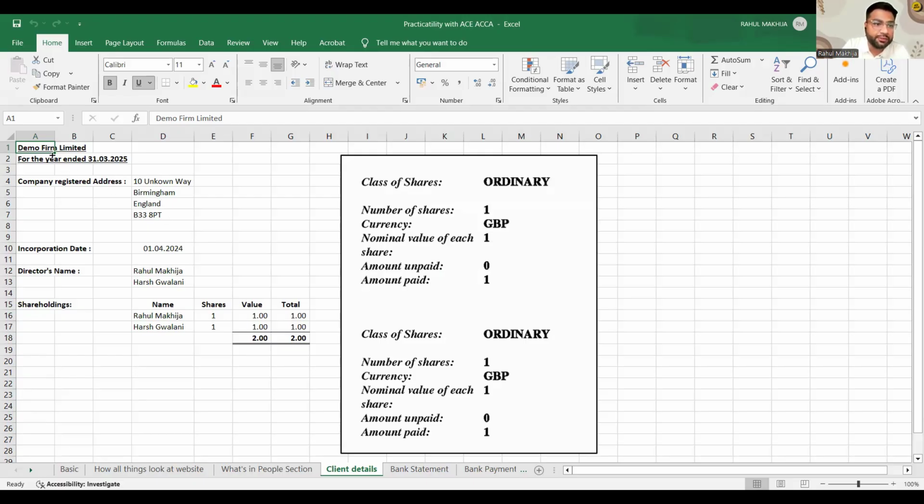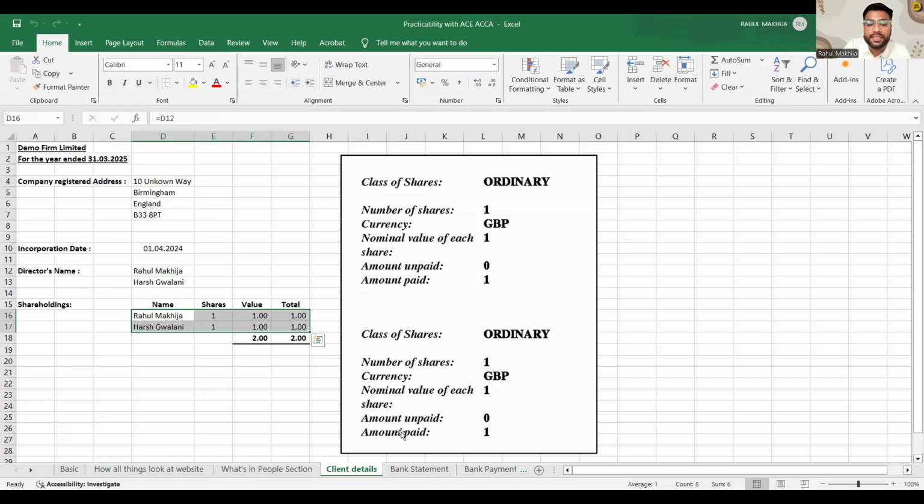So here we have written Demo Firm Limited, for the year ended 31st March 2025. The incorporation date was 1st April 2024, which is also mentioned here. So we have a full 12 months period. That is why we have used "for the year ended." Otherwise, we would have used "for the period ended." Here we have written the company's registered address and also the shareholdings.